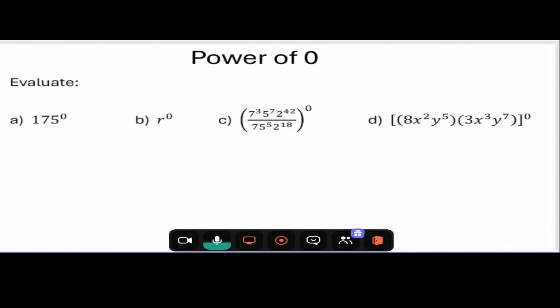Now here we're going to do some practice on these. This is the easiest practice question you'll ever see, because anything raised to the power of 0 is 1. So here we have 175 raised to the power of 0. That's 1.